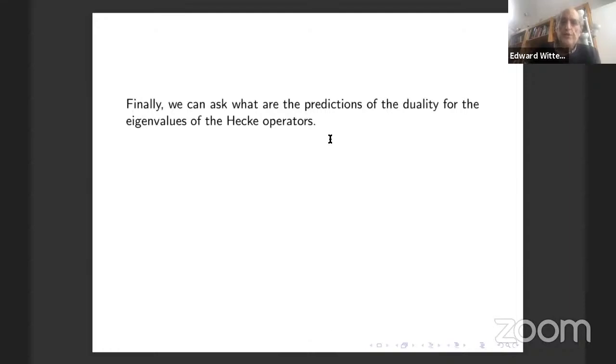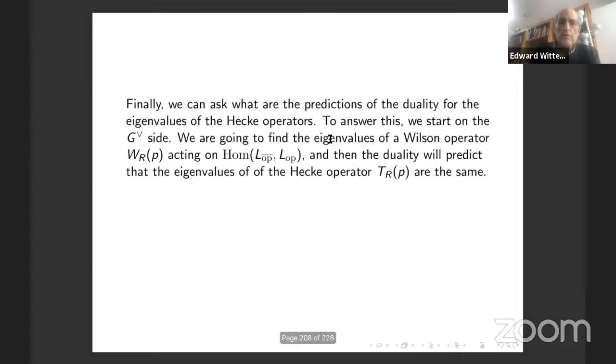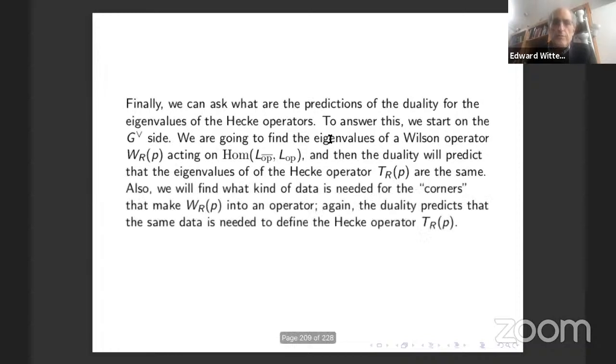Finally, we can ask what are the predictions of the duality for the eigenvalues of the Hecke operators. To answer this, we start on the dual side. We're going to find the eigenvalues of a Wilson operator in the A model side, and then the duality will predict that the eigenvalues of the Hecke operator on the automorphic side will be the same. Also, we'll find what kind of data is needed for the corners that will make the Wilson operator into an operator. Again, the duality predicts we need the same data on the dual side.